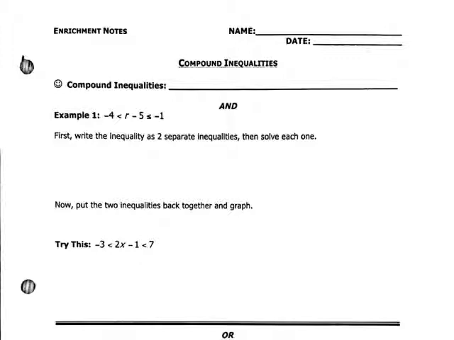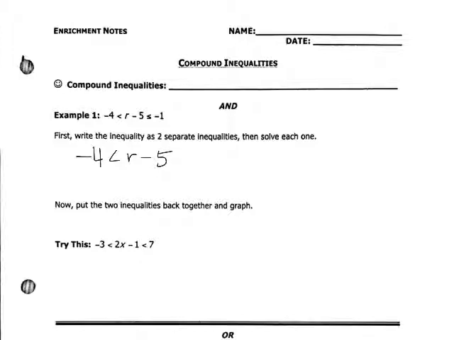As I'm reading this here, I see that it says -4 is less than r minus 5, and also you have to realize that this r minus 5 is less than or equal to -1. So those are two requirements that have to be met. First, we're going to write the two inequalities separately. I have -4 is less than r minus 5.